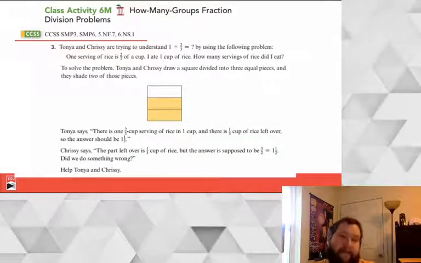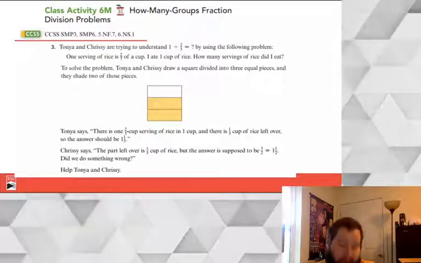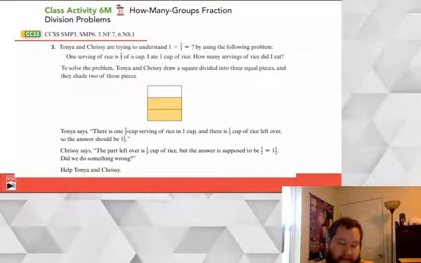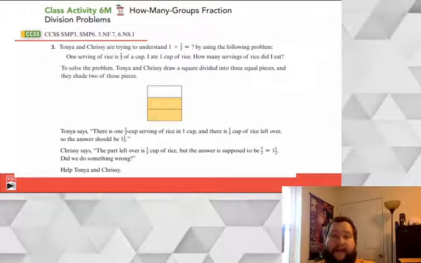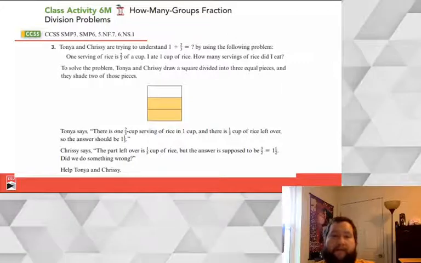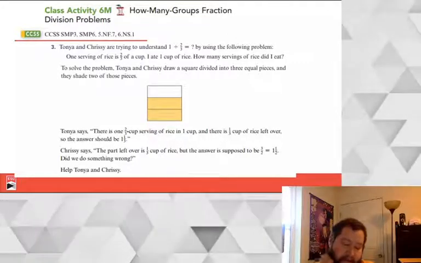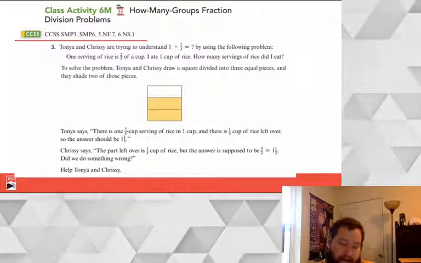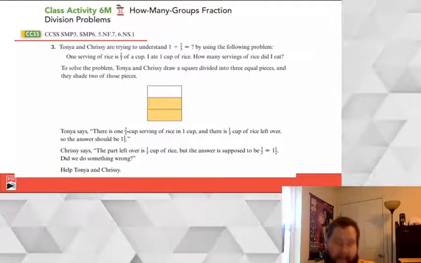So here's another sample student work. It says, Tanya and Chrissy are trying to understand 1 divided by 2/3 using the following problem. 1 serving of rice is 2/3 of a cup. I ate 1 cup of rice. How many servings of rice did I eat? So to solve the problem, Tanya and Chrissy draw a square divided into 3 equal pieces, and they shade 2 of them. So it looks like this.